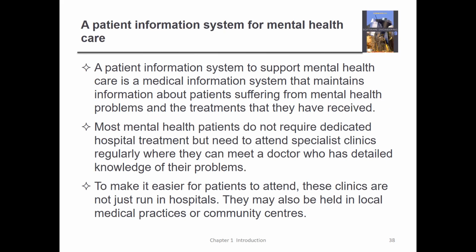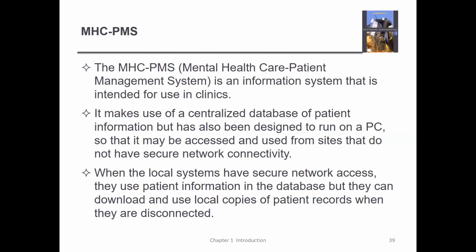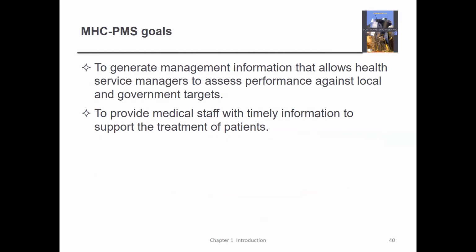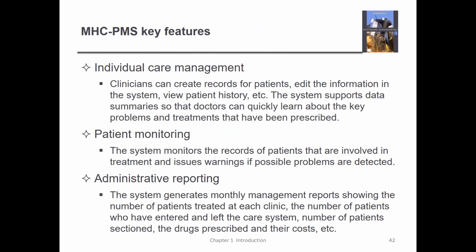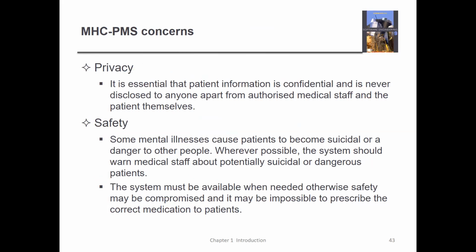The second case study was about a patient information system for mental health. Here we have the patient information system, PMS. It might also be called a practice management system, but anyway, here PMS refers to the patient information system. Then we have the MHC-PMS, and the goals which we need to cover. Again, we have the organization, how the organization structure works, and the key features of this entire patient information management system.